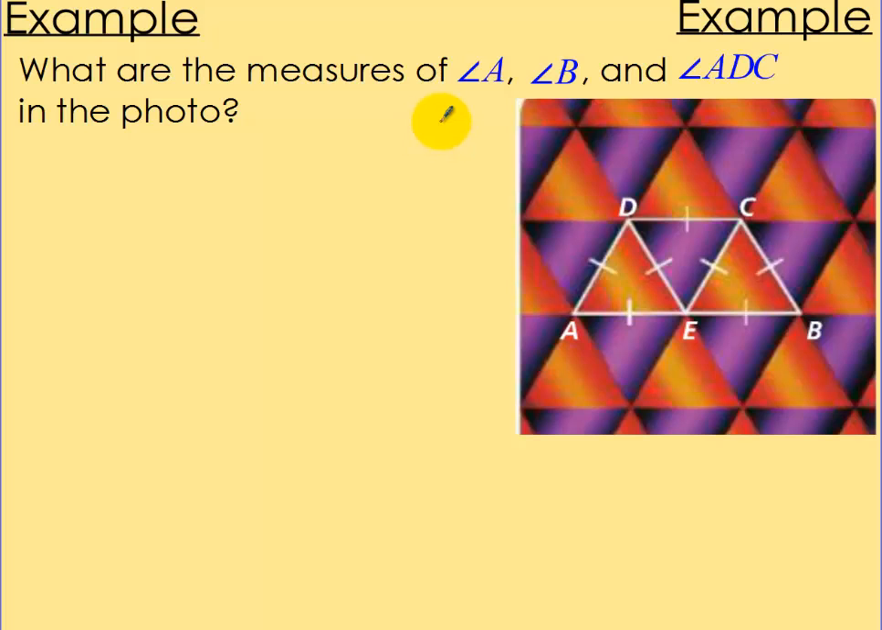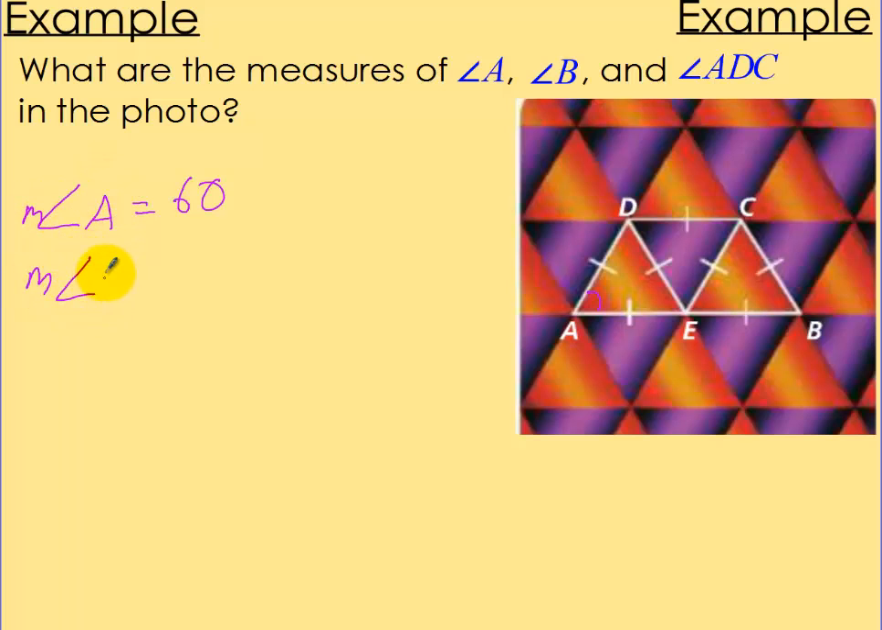Alright, let's begin. What are the measures of angle A, angle B, and angle ADC? So I'm looking at this shape here, and I see a bunch of one tick marks on these sides. Looks like I have a bunch of equilateral triangles here. So that makes it kind of easy. This is angle A right here. So angle A, every angle of an equilateral triangle has to be 60. So the measure of angle A is 60.